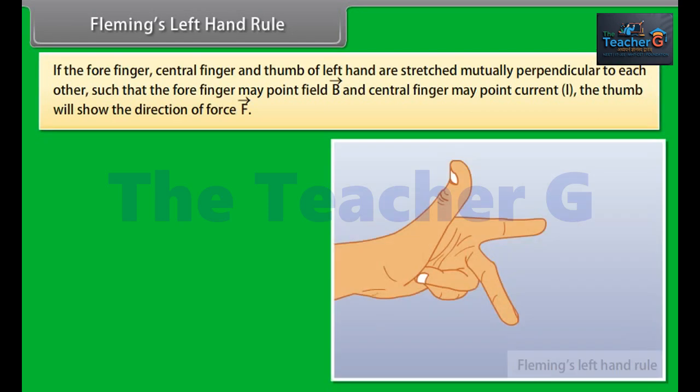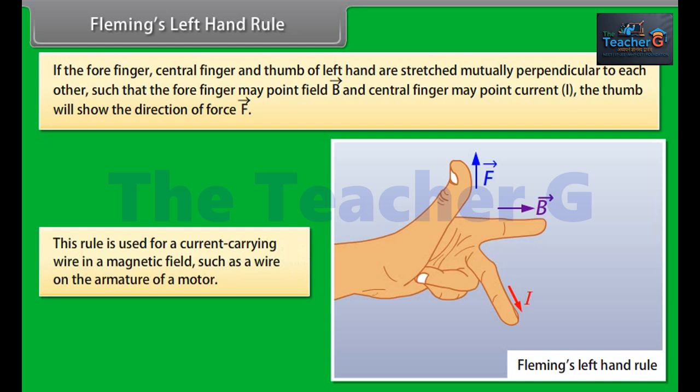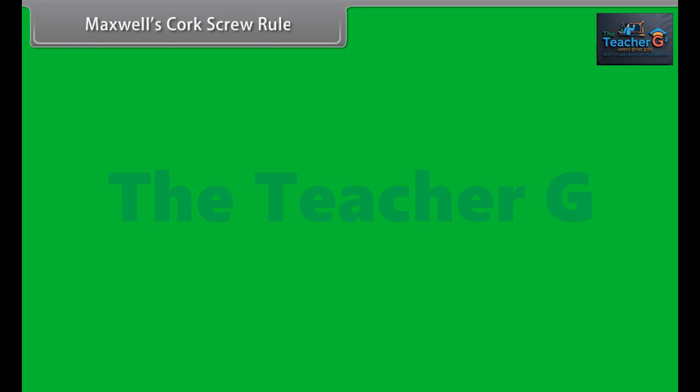Fleming's left-hand rule. If the forefinger, central finger and thumb of the left hand are stretched mutually perpendicular to each other, such that the forefinger points in the direction of the field and the central finger points in the direction of current, the thumb will show the direction of force. This rule is used for a current-carrying wire in a magnetic field, such as a wire on the armature of a motor. Maxwell's corkscrew rule.